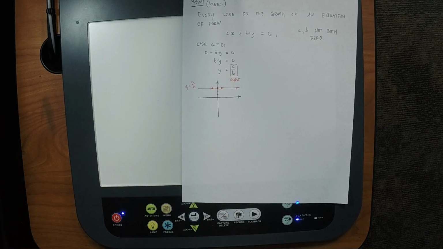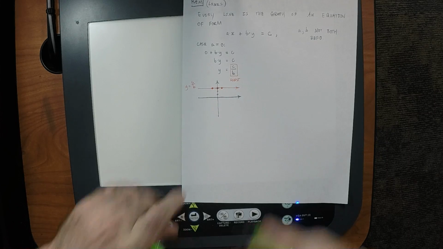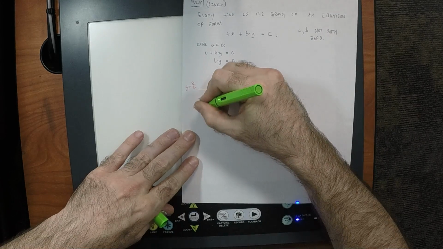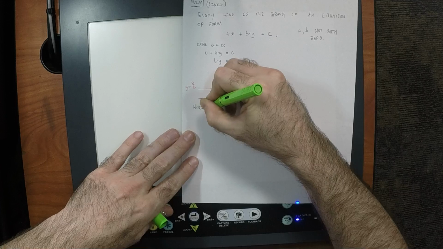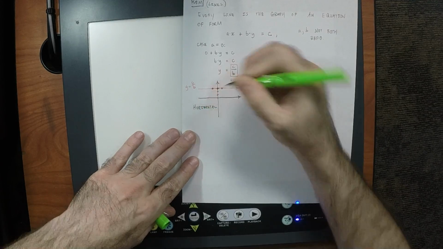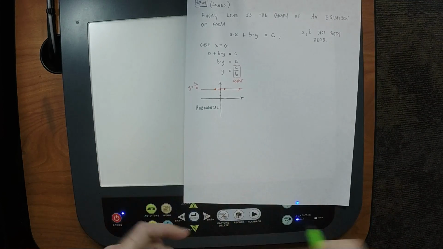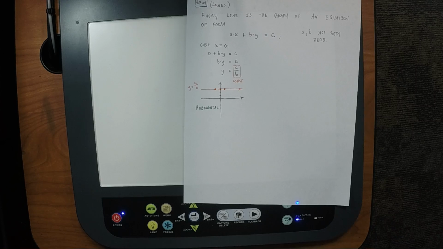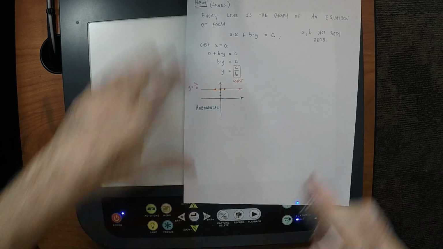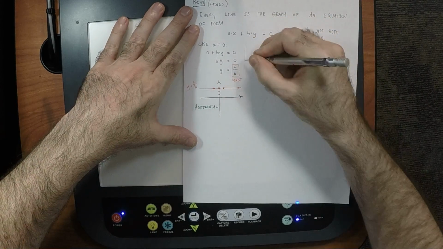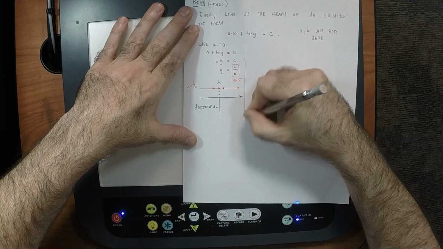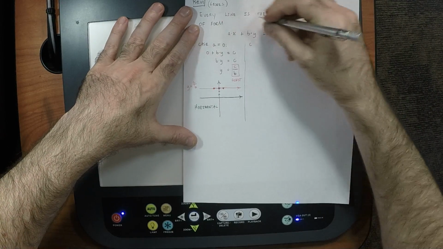Okay, and this is called the horizontal case, because the plot is horizontal. All right. So that's the case when a is 0.